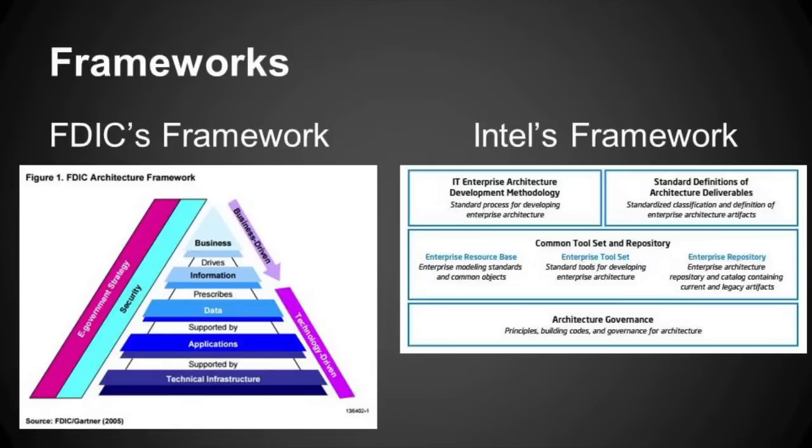If you look to the right, you'll see a graphic for Intel's framework. It has 4 different components. The first is methodology. The second is architecture deliverables. The third is the common toolset and repository. And the fourth is architectural governance.